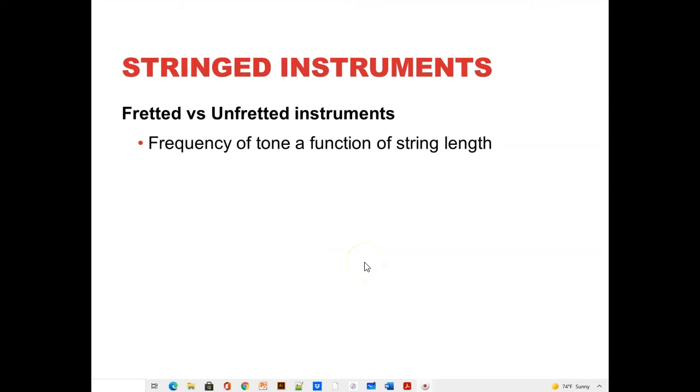Our last example here is of stringed instruments, and this is essentially fretted versus unfretted instruments, and this is kind of what I'm into, so I always make this example here. Essentially, in a stringed instrument, the frequency is a function of the string length, and as I move my finger up and down the fingerboard or fretboard or whatever it is, it essentially changes the tone. But when we have a fretted instrument, it changes it in steps. Unfretted instrument, it changes it in a continuous fashion. So let's look at that.